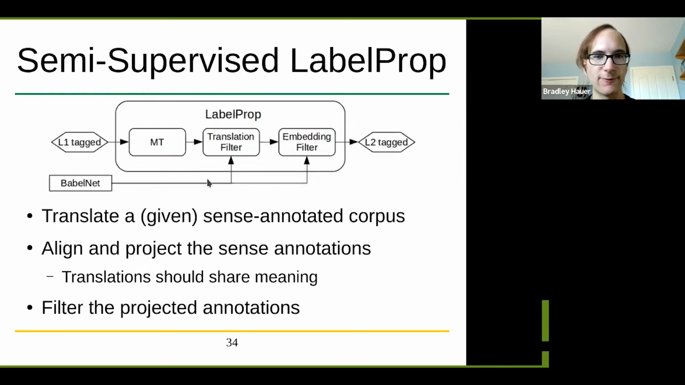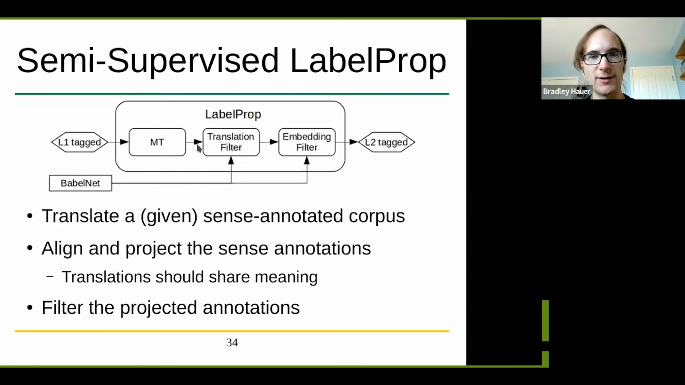And so the idea here is to first translate the L1 corpus. Then we apply some filtering steps, both of which depend on BabelNet. We use a translation filter and an embedding filter, and that's on the sense annotations that we project across the alignment. So we align the corpus with its translation, and operating under the concept universality assumption, the concept universality theory, we assume that a word in the L1 and the L2 word with which it is aligned, its translation, have the same sense, the same concept.